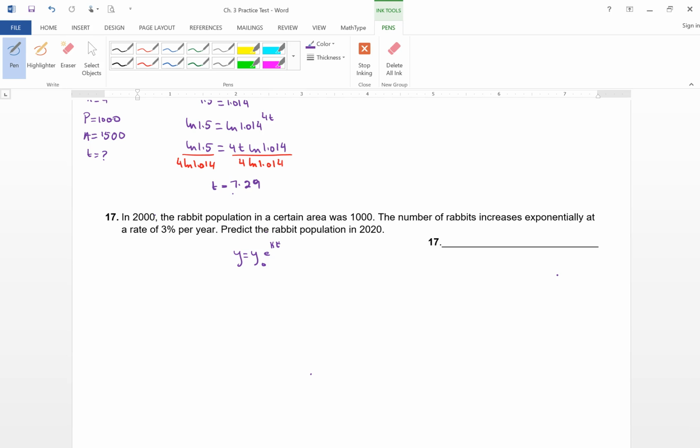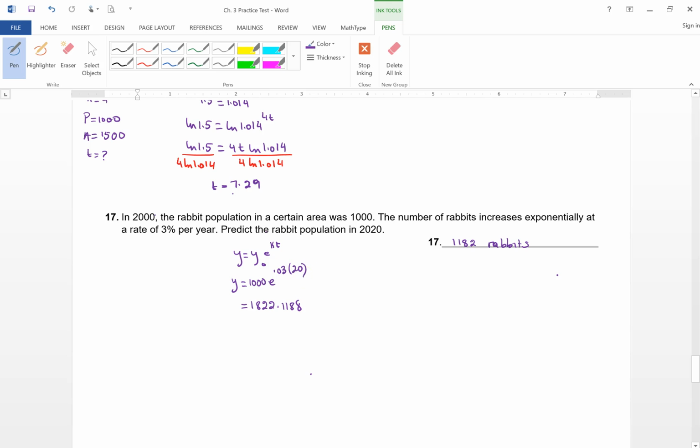So y equals y naught, which is 1,000, e to the 0.03t, and you get 1,822.1188, but we're not talking about 0.11 rabbits, right? So it's 1,182 rabbits. No, it's 2,800. Oh, t is equal to 20, yes. It's 2,800.